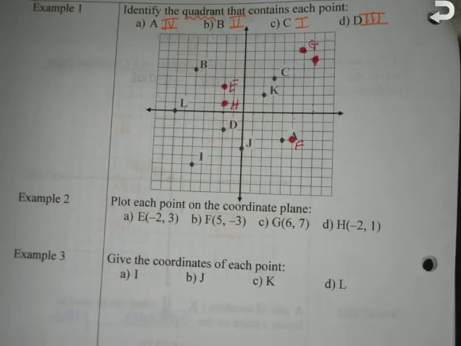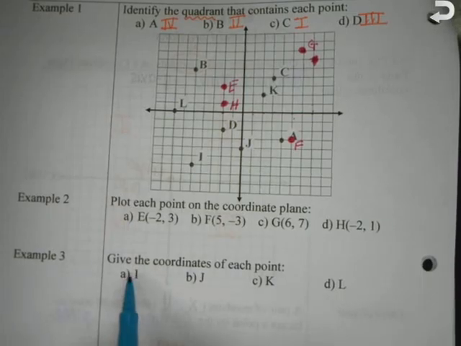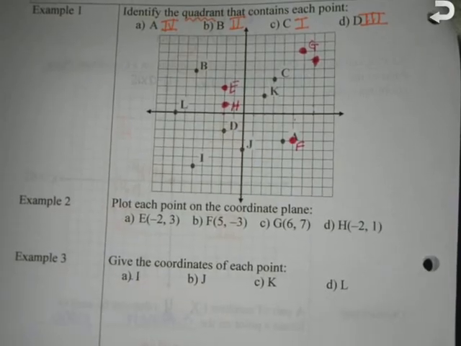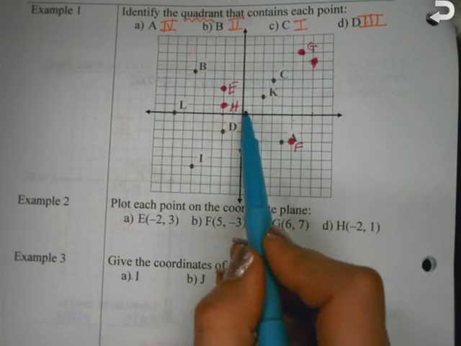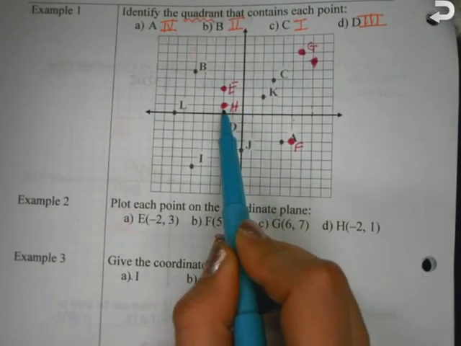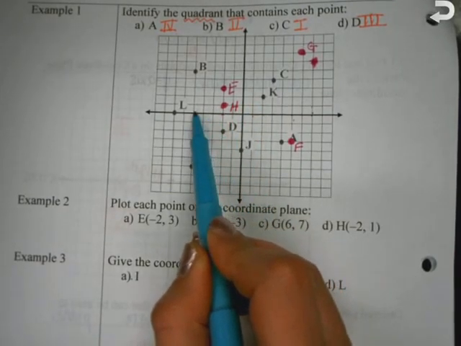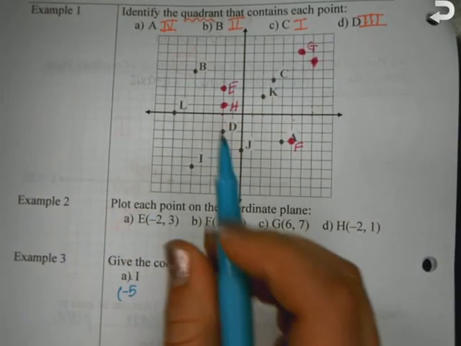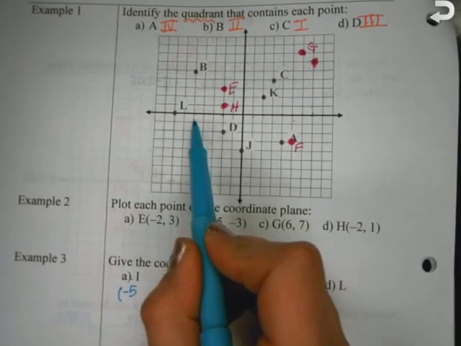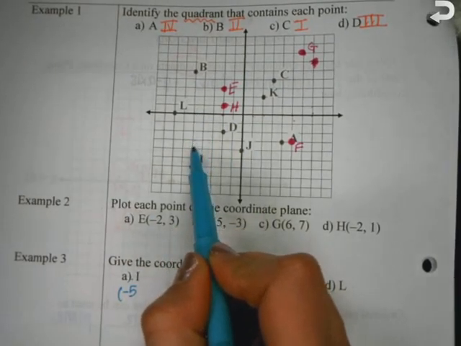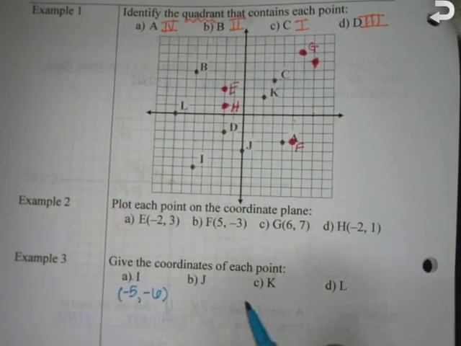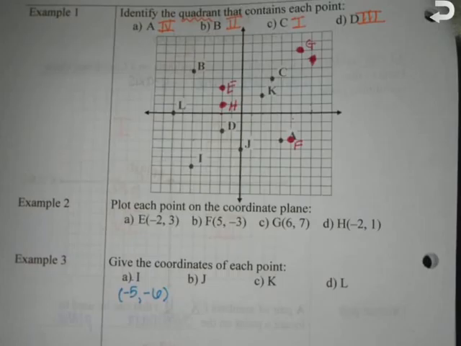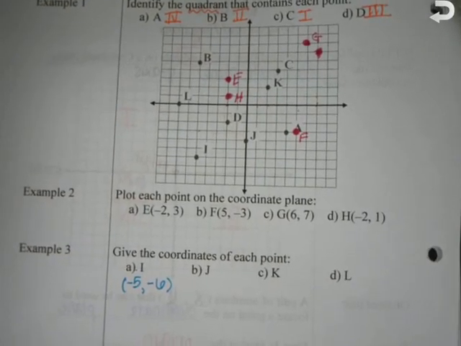They give us the points I, J, K, and L, and we need to write down the coordinate of that one. So let's find I first. It's right here in quadrant 3. Starting at the origin, it's negative 1, 2, 3, 4, 5. So it's at negative 5, negative 1, 2, 3, 4, 5, 6. So negative 5, comma, negative 6. Do the last 3 by yourselves. Make sure that you separate them with a comma, and make sure that you put parentheses around them.